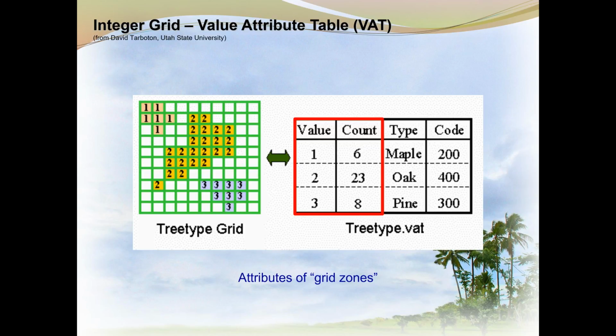So the attribute of grid zones. Maybe one cell doesn't mean it is just one tree. It's just a zone. In this area we have 8 cells that could be pine tree.